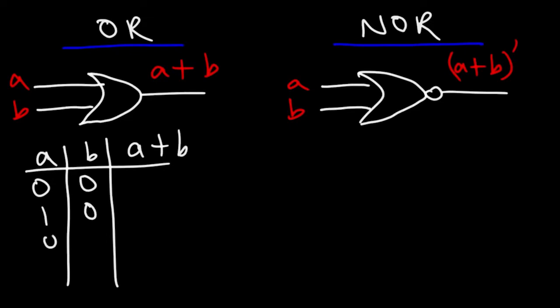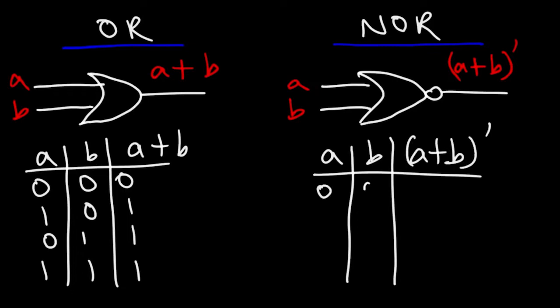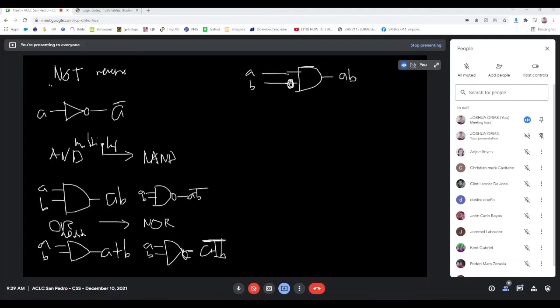The output of an OR gate will be in the on state if either A or B is in the on state. Now, in the case of the NOR gate, it's simply the reverse. If either A or B is in the on state, the output will be in the off state. The NOT gate, as we said earlier, is reverse.